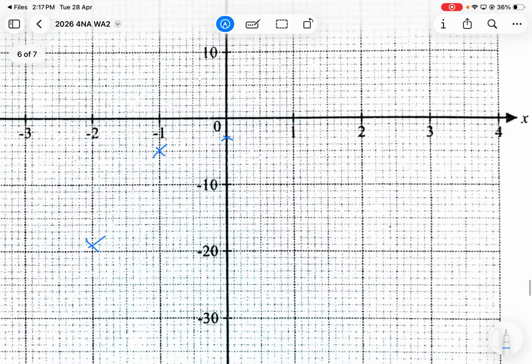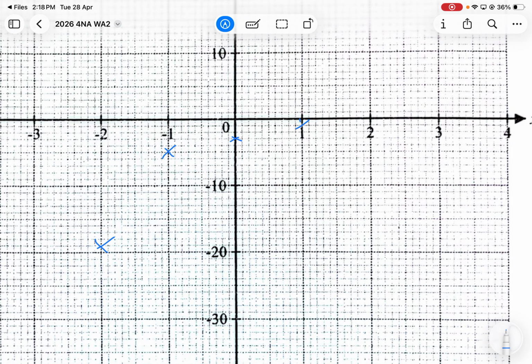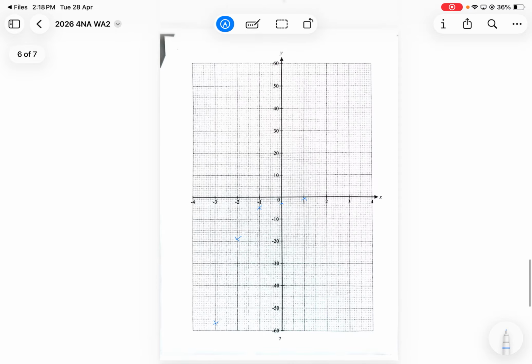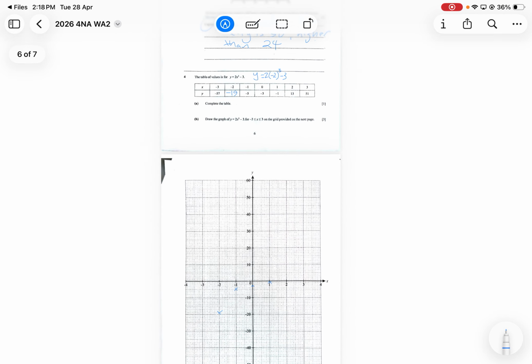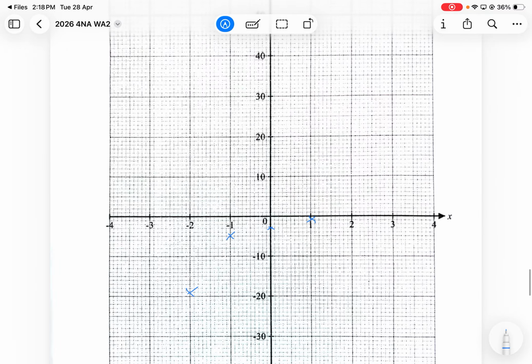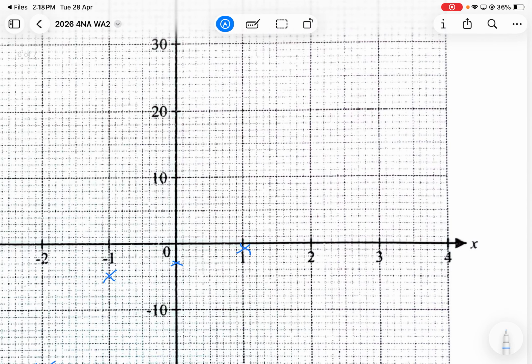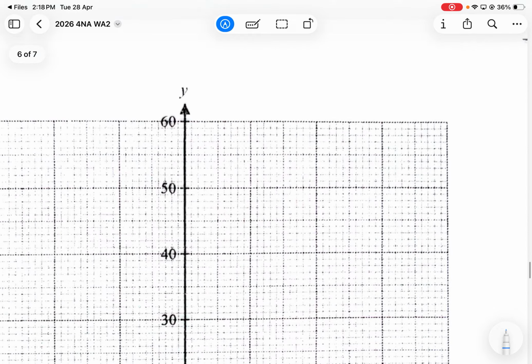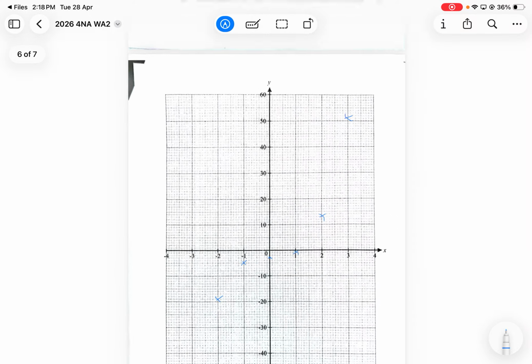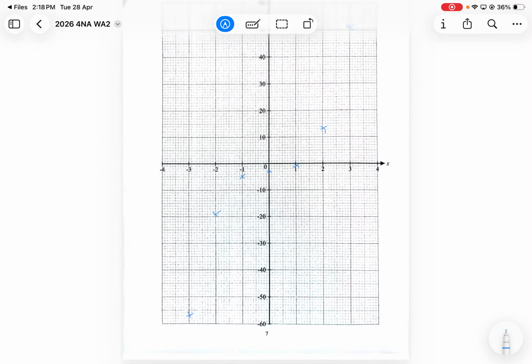1, negative 1. Two, 13. Three, 51. Okay, so your graph should look like this. From left to right, it is curving upward. Then after that, curve upward again. Let me try.